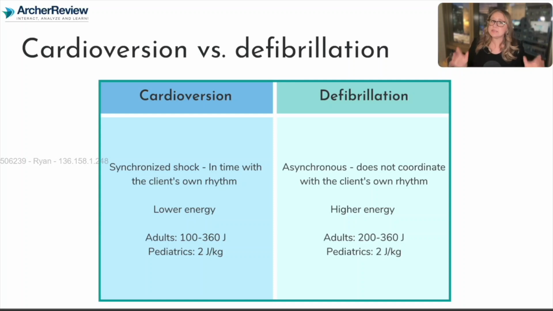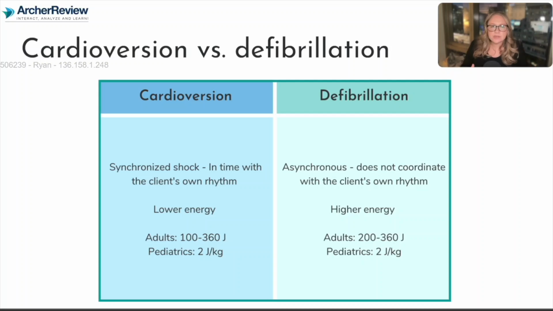If our client doesn't have a pulse, that's when we defibrillate. So the two times we defibrillate are VTAC without a pulse and VFib, defib, all right? Defibrillation happens at a bit of a higher energy. For adults, we see about 200 to 360 joules. In pediatrics, it's 2 joules per kilo. And then in cardioversion, we see a little bit lower. For adults, it's that 100 to 360 joules.